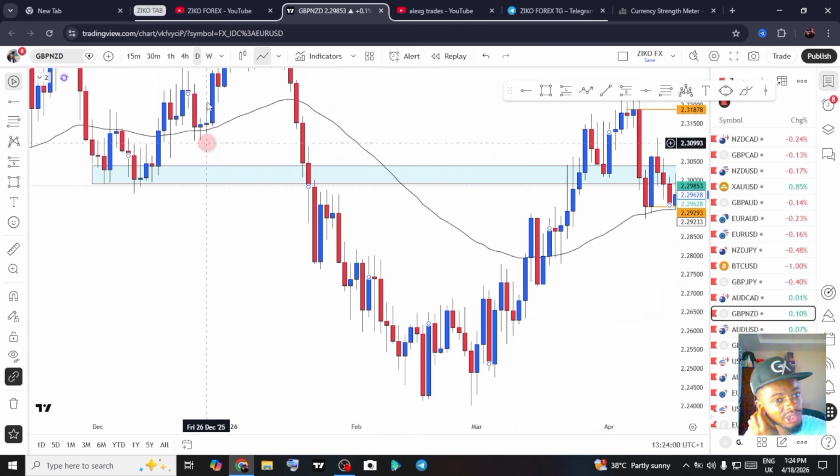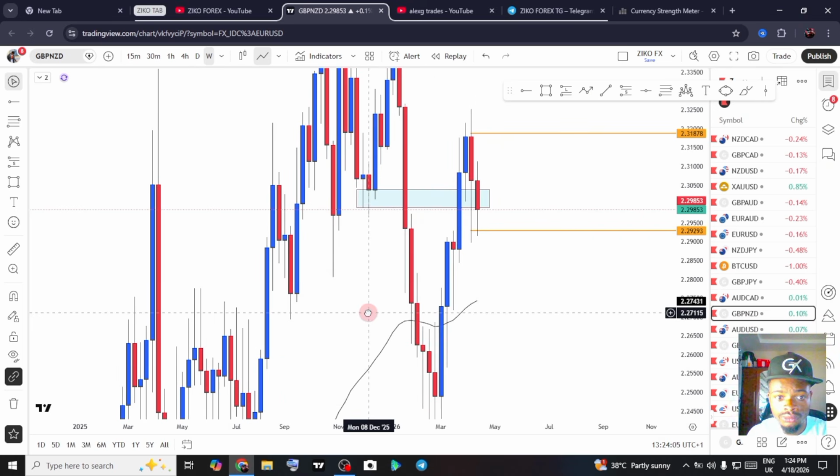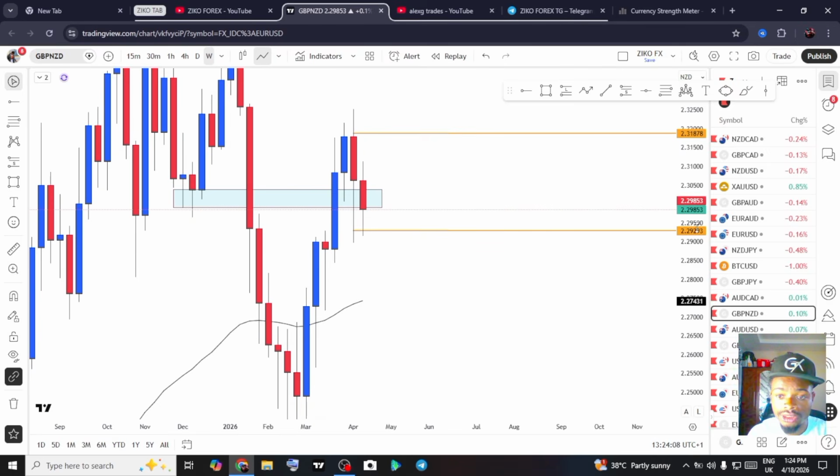Now let me look at how the weekly looks. Weekly time frame. Okay, so weekly time frame is, let's see.